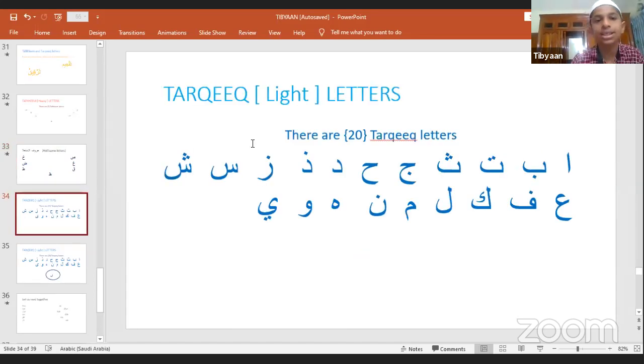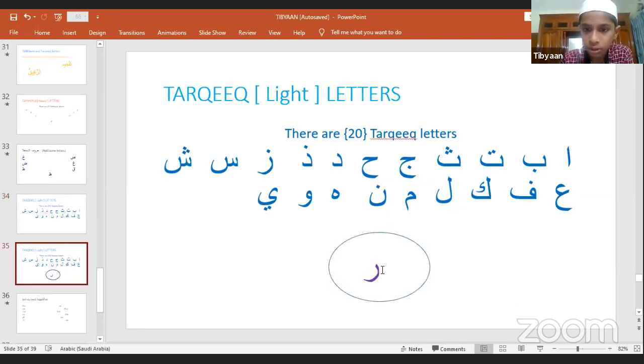Then we learned what are Tarqeeq letters. Tarqeeq letters are light letters. There are 20 of them. These are only wide mouth, normally. These are not special; the Tafkheem letters are special. The mouth should be wide. It should not be round. Remember that. Any of the Tarqeeq letters should not be round mouth. Then we learned Ra is an exception. Ra comes as both Tarqeeq as well as Tafkheem.